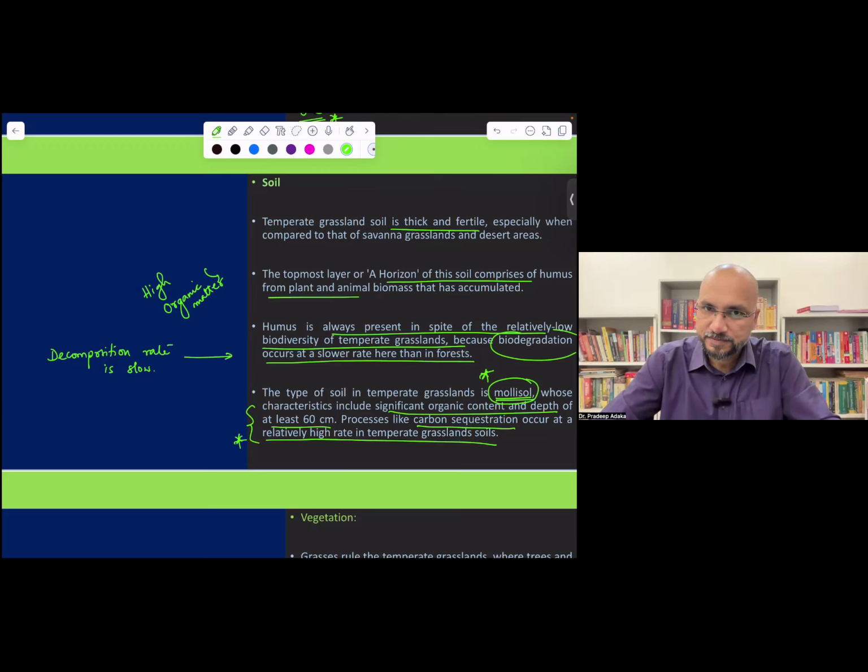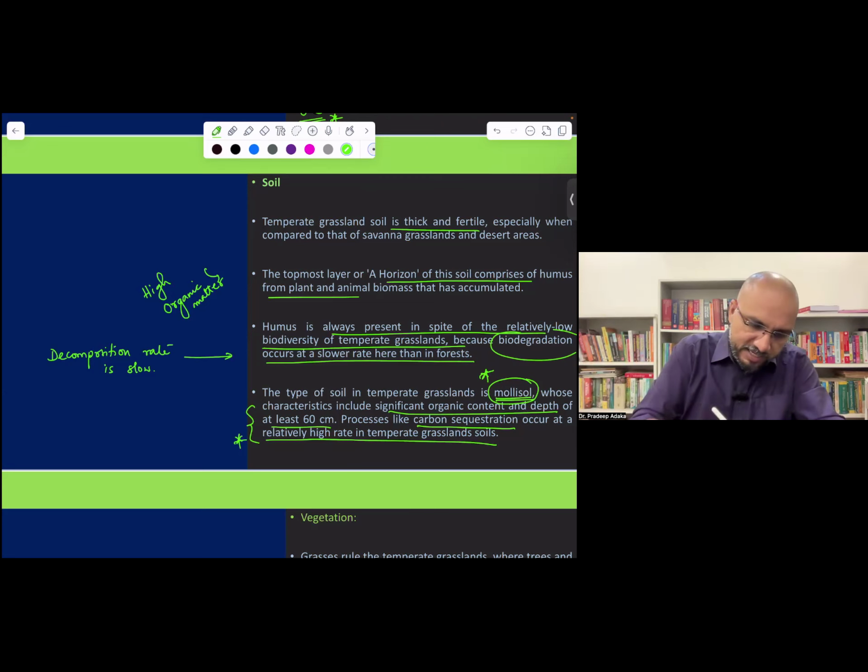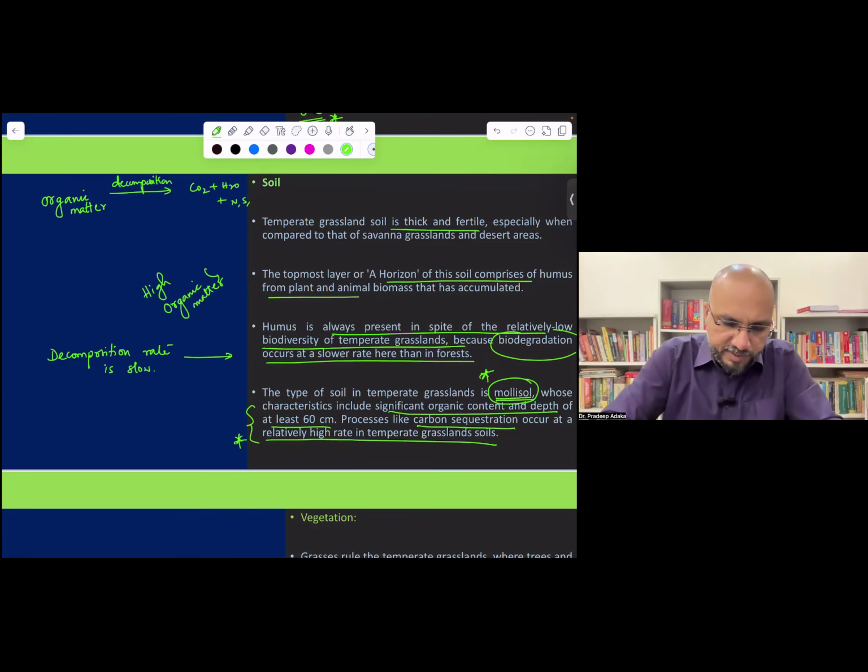So here carbon sequestration, because organic matter is accumulating. But see, organic matter, when it decomposes, it gives you carbon dioxide and moisture, plus nutrients will be released, like nitrogen, sulfur, other nutrients will also be released back to the soil. Nutrient cycling will happen. So here you see carbon dioxide is released back to the atmosphere.